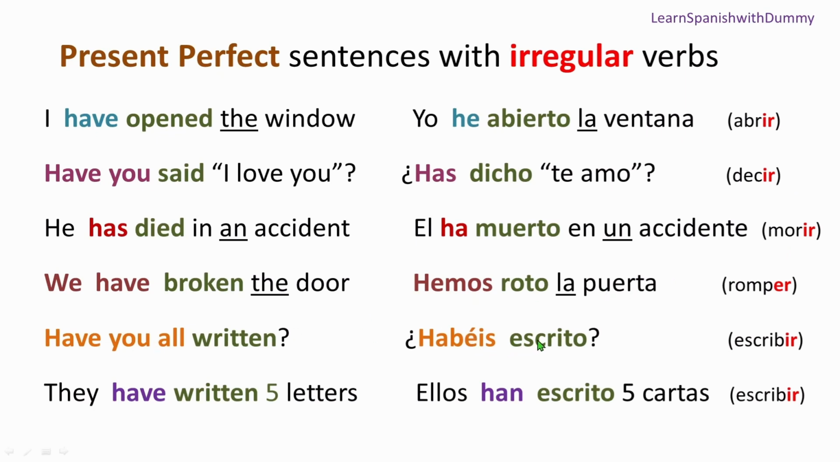Have you all written? ¿Habéis escrito? Habéis, you all have. Escrito is written from the verb escribir, to write. So the past participle form is escrito, which means written. They have written 5 letters. Ellos han escrito 5 cartas. Ellos han, they have, escrito is written, 5 cartas.